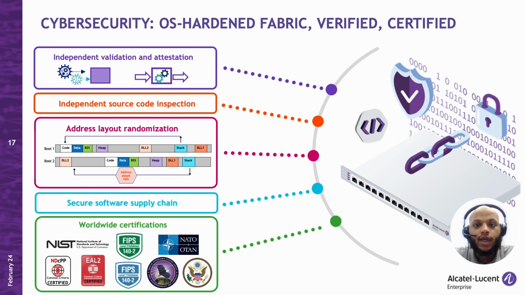Our operating system also does address layout randomization, which is the scrambling of the object code at every boot. So every time you reboot, there's a randomized address layout, memory layout, making it very difficult for a hacker to try to exploit any specific memory area. For specific defense customers as well, we try to even maintain a separate software supply chain.